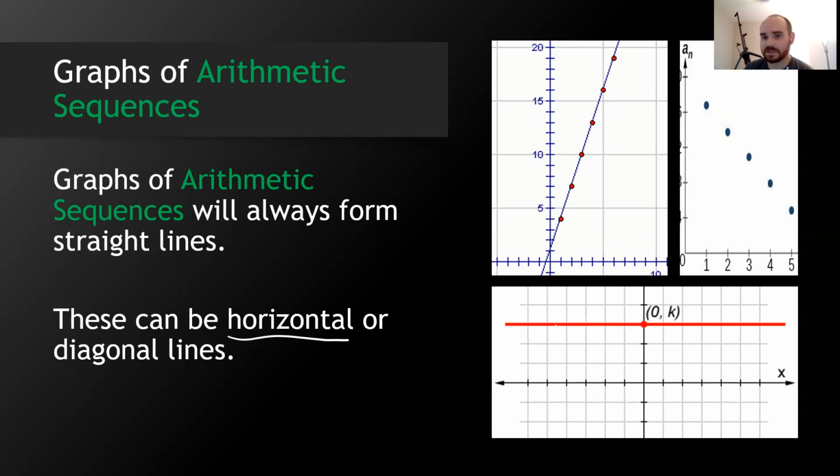So this is a graph of a linear sequence right here. This is also a graph of a linear sequence. And this is technically a graph of a linear sequence, but it's a little bit of a weird linear sequence. This is also technically a geometric sequence, so that can get a little bit confusing.